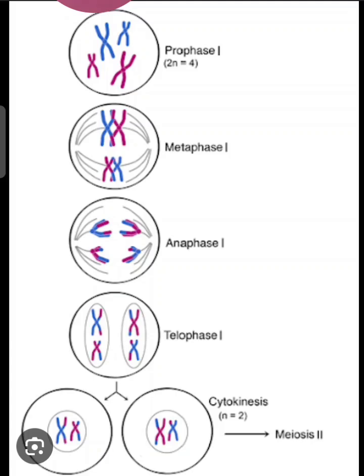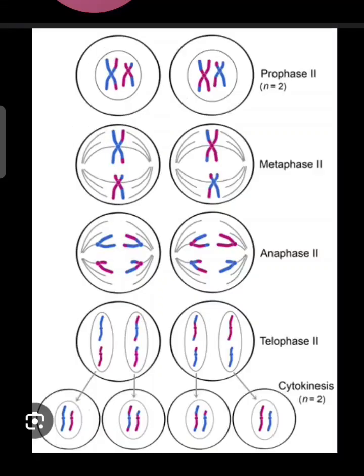Now after that it moves into meiosis 2. Meiosis 2 is very similar to mitosis. This diagram I got from a Google search. Here in metaphase 2, it's very similar to mitosis. There is no further homologous chromosome pairing. The chromosomes are there with sister chromatids. In anaphase 2, the sister chromatids get separated. Now we have 23 chromosomes inside the cell. After separation we get 4 cells with 23 chromosomes. So overall in meiosis we get 4 daughter cells.